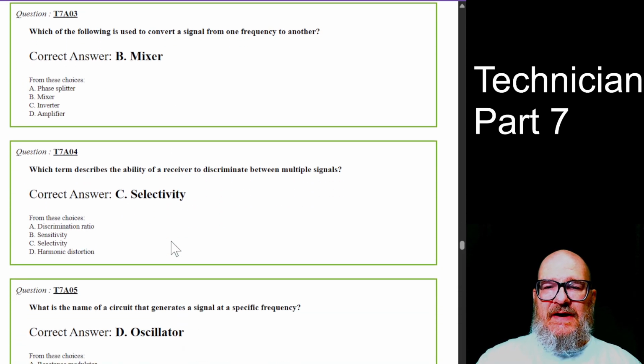Number 3, which of the following is used to convert a signal from one frequency to another? And that is a mixer. So the mixer mixes the two and changes the frequencies.